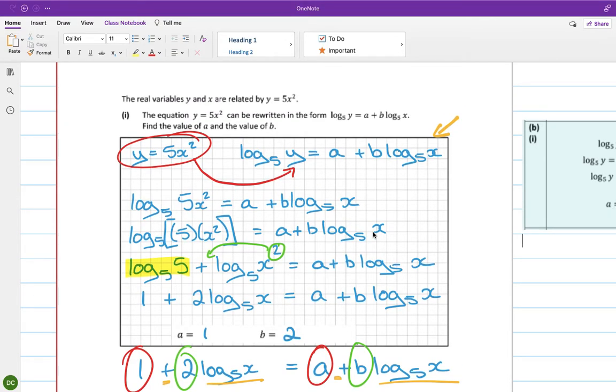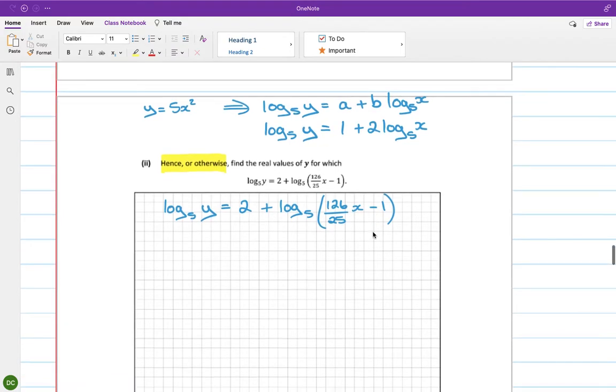So we had y equals 5x squared can be written in the form log to the base 5 of y equals a plus b log to the base 5 of x. And then I figured that out, so it's log to the base 5 of y equals 1 plus 2 log to the base 5 of x. Sorry, I was just writing that there. That's because it says hence or otherwise. I feel like this might help.